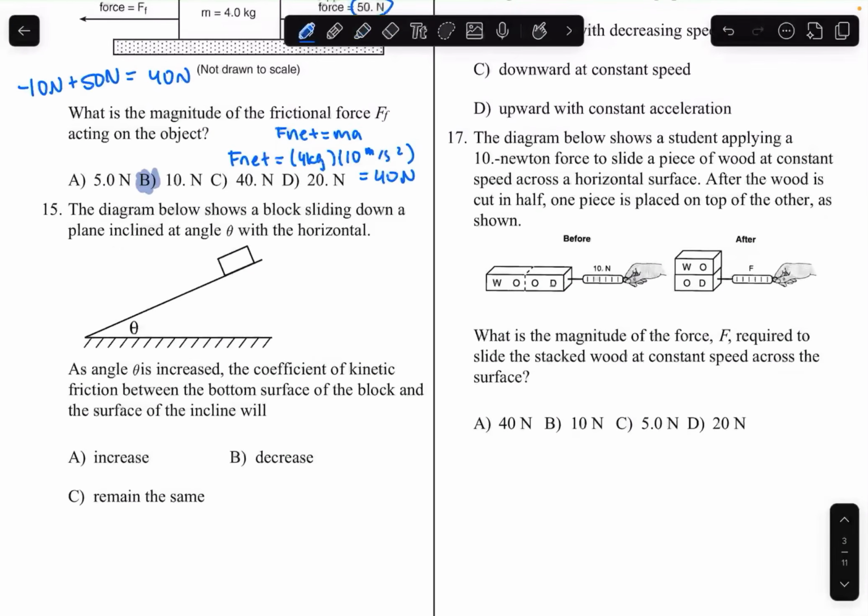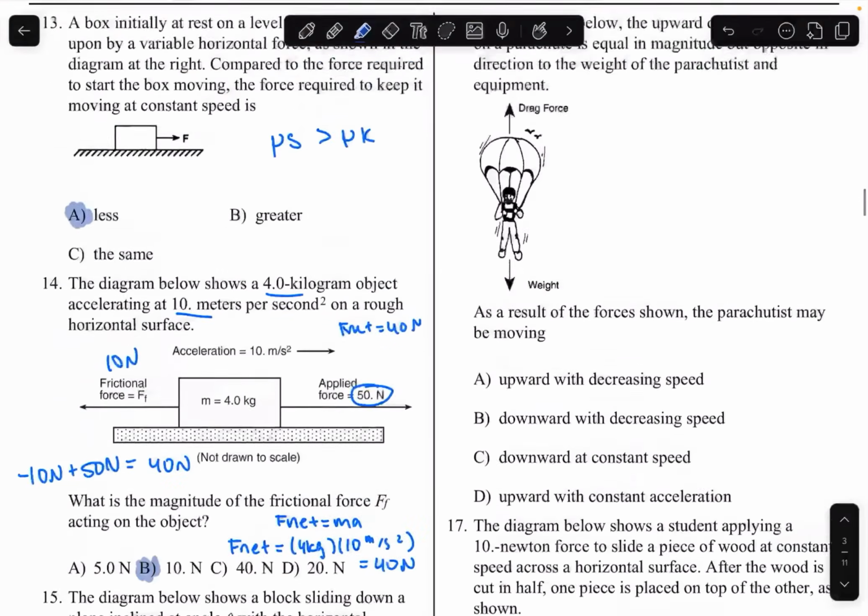15. The diagram below shows a block sliding down a plane inclined at angle theta with the horizontal. As angle theta is increased, the coefficient of kinetic friction between the bottom surface of the block and the surface of the incline will remain the same. So remember that coefficient of static and kinetic friction only rely on the texture of the surfaces. Nothing else affects it. So the angle would not affect it. So it remains the same.